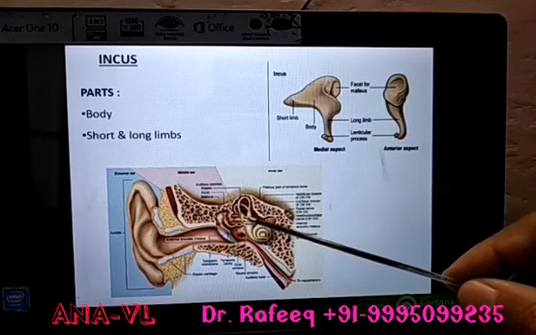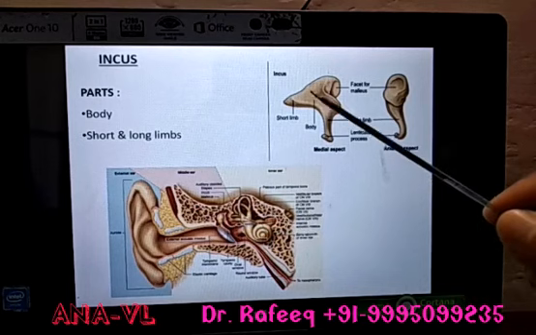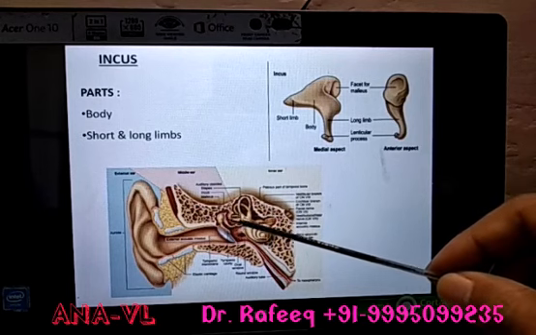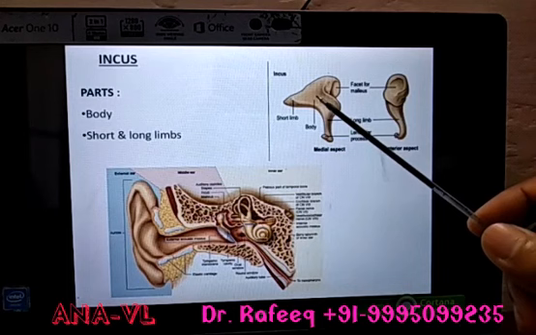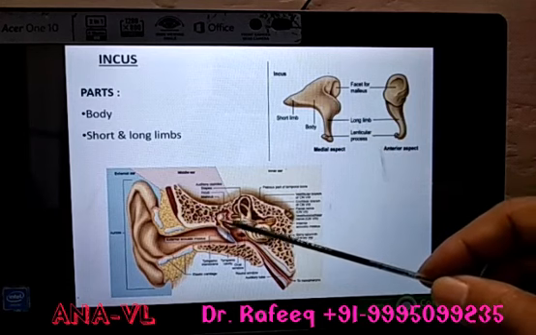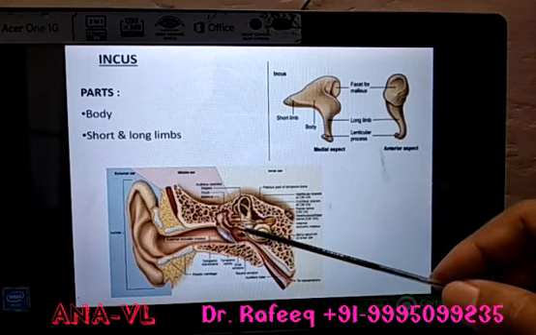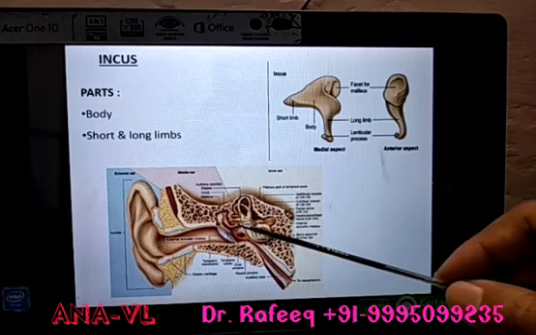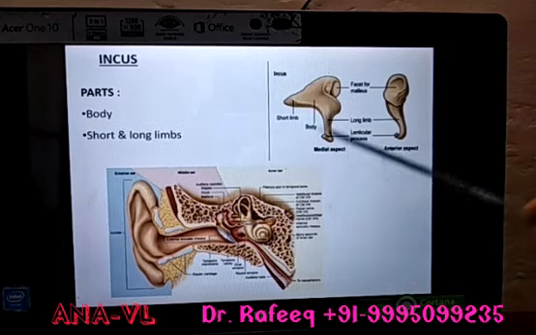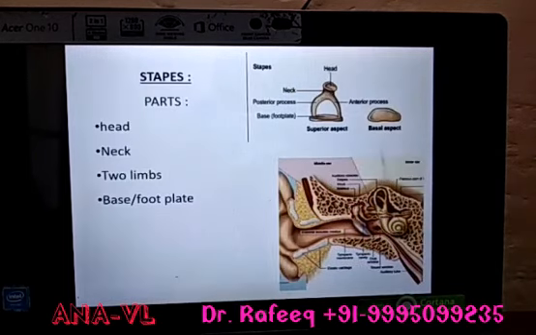So now we have explained two joints in relation with the incus. One is between the body of the incus and the head of the malleus, that is the incudomalleolar joint. Another one is between the lenticular process or lenticular nodule of the long limb and the head of the stapes. That joint is called the incudostapedial joint. Next we will explain about the stapes.